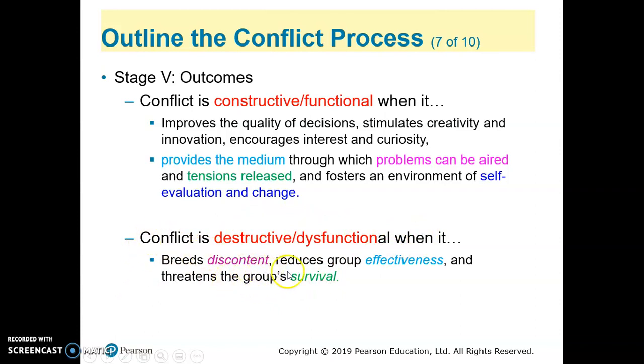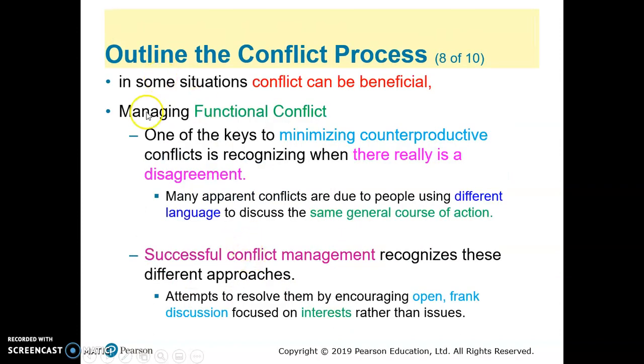The conflict that is dysfunctional happens when this conflict breeds discontent and dissatisfaction among employees, and because of the dissatisfaction it leads to a reduction in group effectiveness, job satisfaction, job performance, employee commitment, and so on. So this threatens the survival of the group as well as the survival of the organization. So it becomes dysfunctional or disruptive. In some situations, like I mentioned, conflict can be beneficial, in terms of functional conflicts.